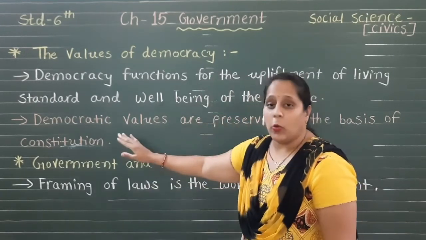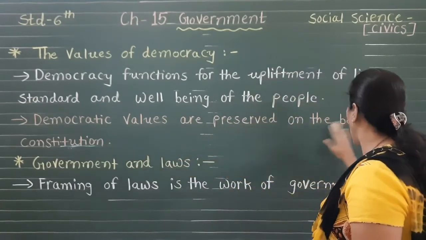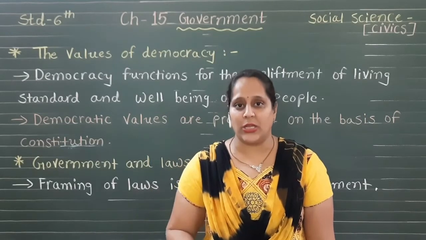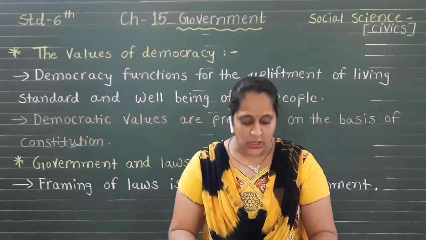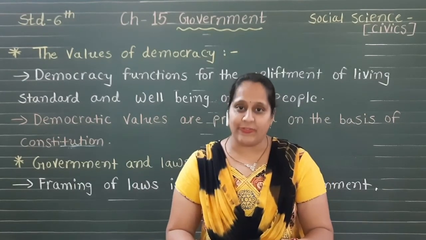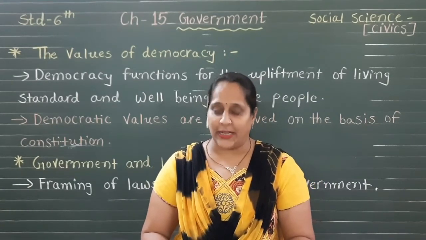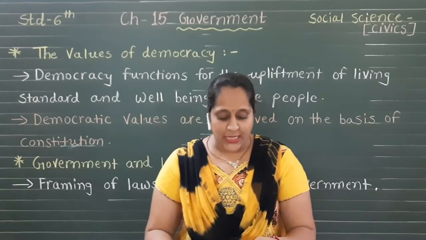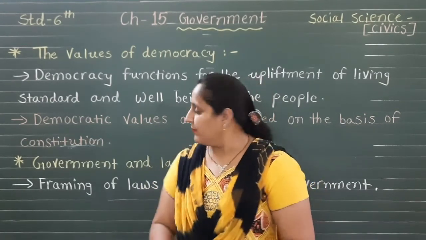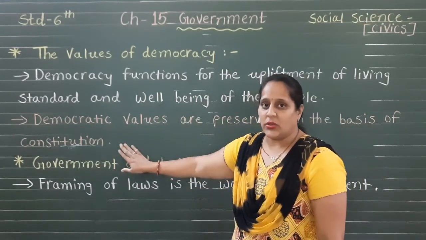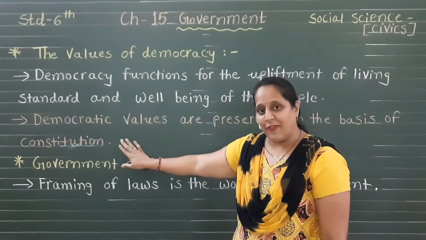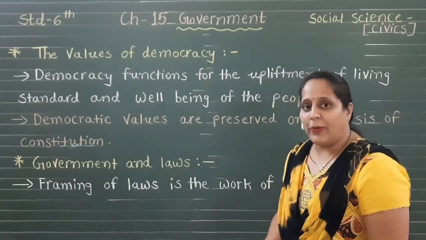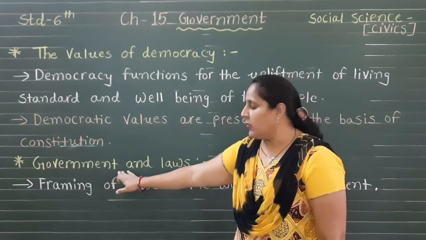If we talk about democratic values, they are preserved on the basis of the constitution. As you know, the government will frame some rules and regulations. This is our constitution, and according to our constitution, we follow different rules and regulations. Development and well-being of the people are given importance in democratic government. So the government must make plans and schemes to ensure equality, security and convenience to everybody. Everybody should follow these regulations. It is compulsory to follow the rules and regulations framed by the government. Now, our next point is the government and laws.